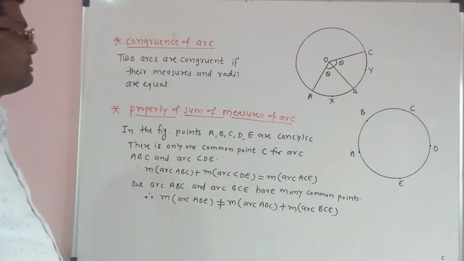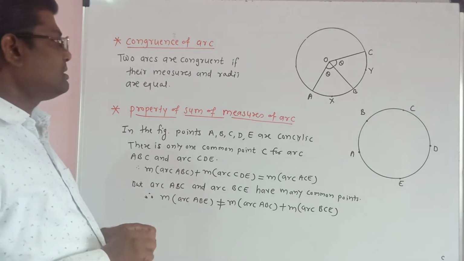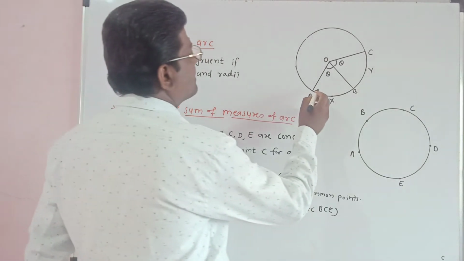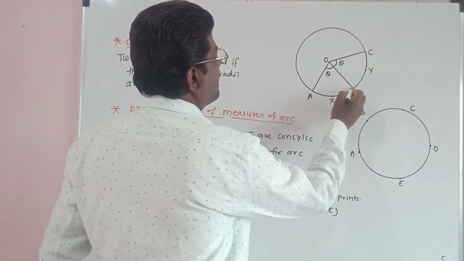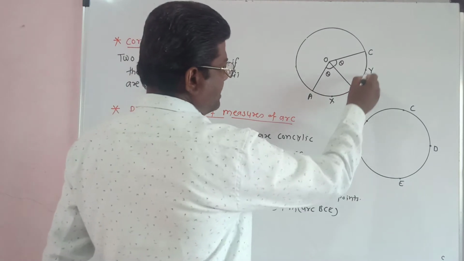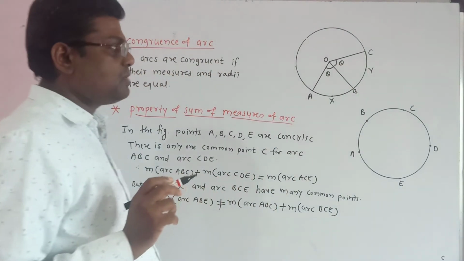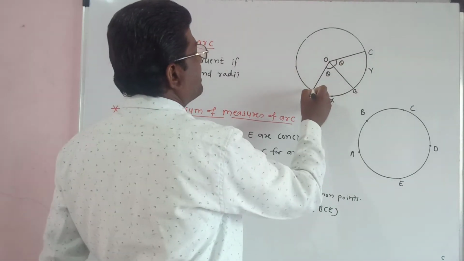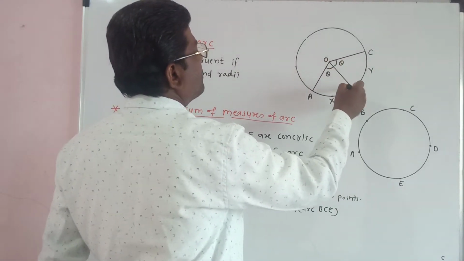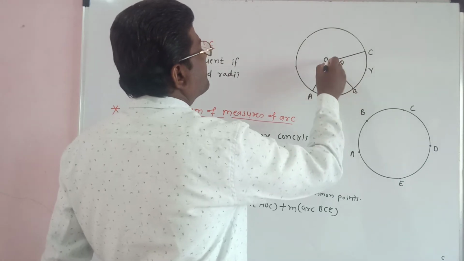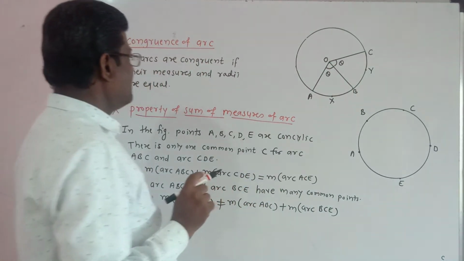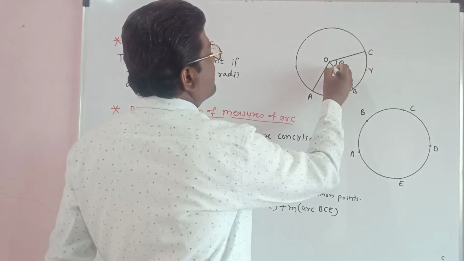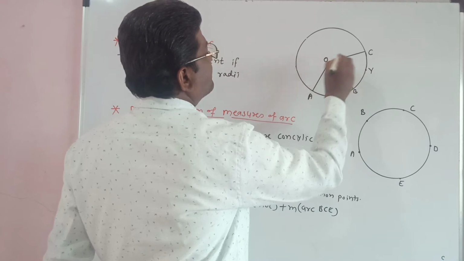Congruence of arcs. Two arcs are congruent if their measures and radii are equal. These are the two arcs, arc AXB and arc BYC. Their radii are equal: OA is equal to OB, OB is equal to OC. Their radii are equal, and the measures of the arcs, that is this angle theta and this angle, are also theta.